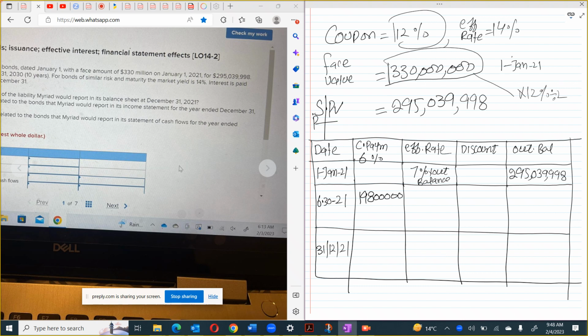How I did it? What double entry did I do? This double entry, as I told you: debit interest expense, credit discount on bonds payable, credit cash, interest cash, simple. These are the things that you have to memorize. If you do not memorize, you will not be able to solve it. You must have an idea of what the answer will be.